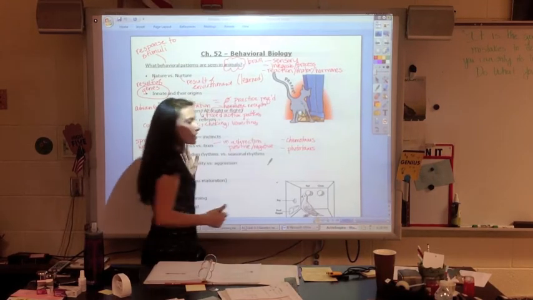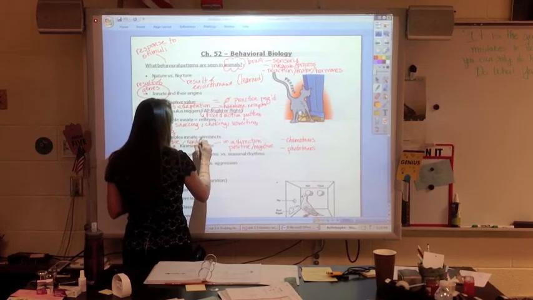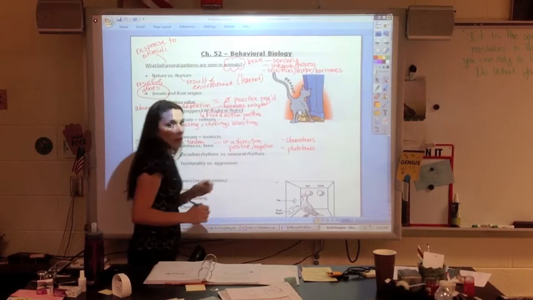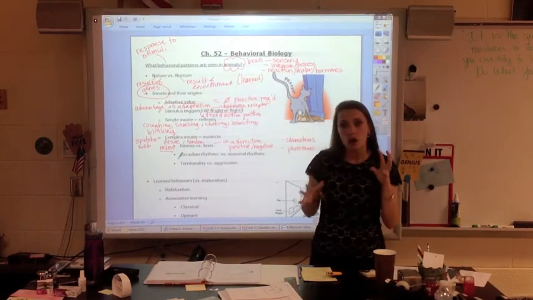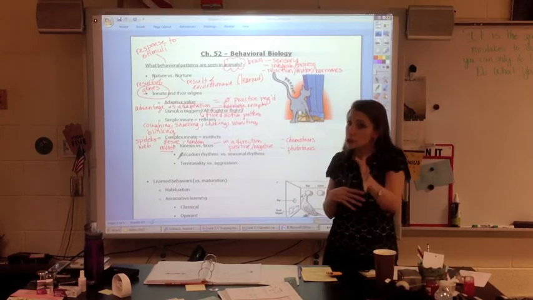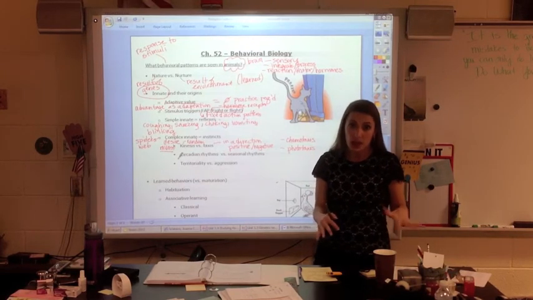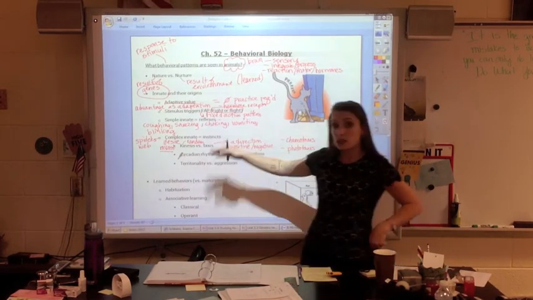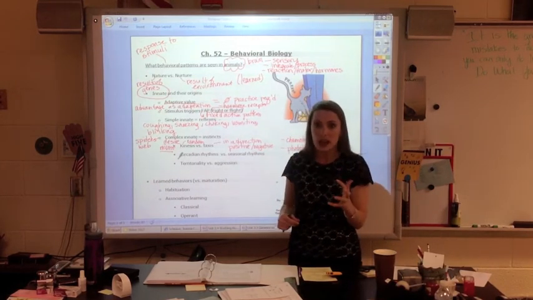Kinesis is a slightly different movement. It is going to be random. So if you've ever touched an earthworm and seen it kind of squiggle all over the place, it's not moving towards or away or in a certain direction, it's just moving randomly. And a lot of organisms will do this to distract the predators so that you're not sure where exactly they're going.